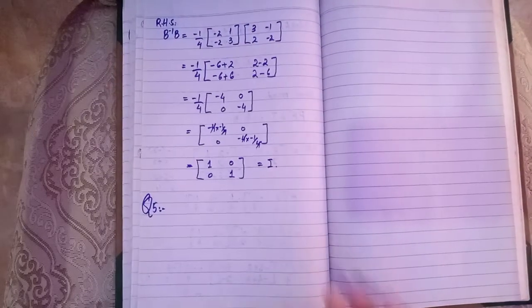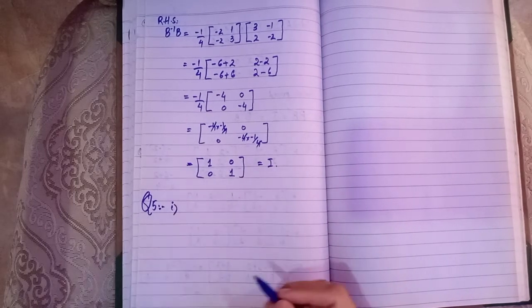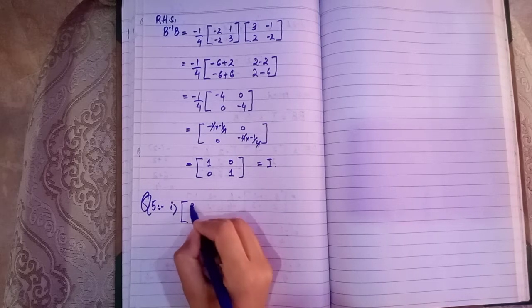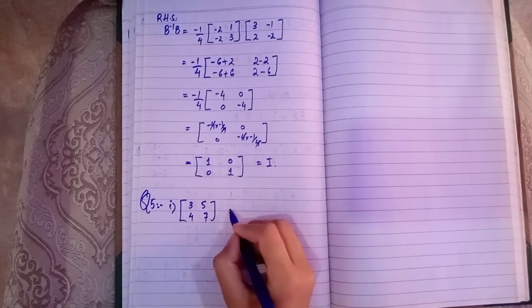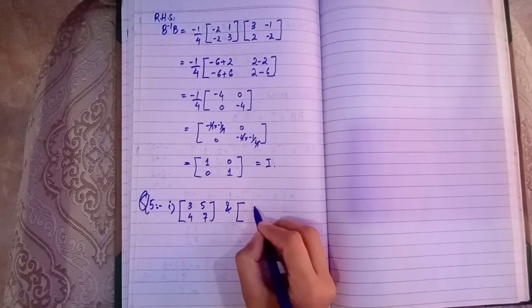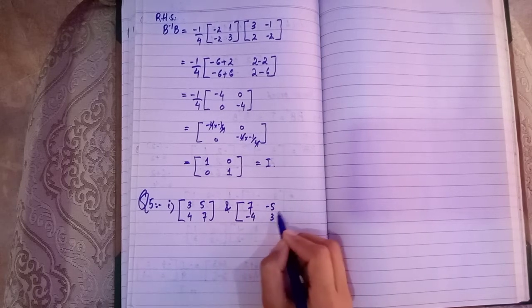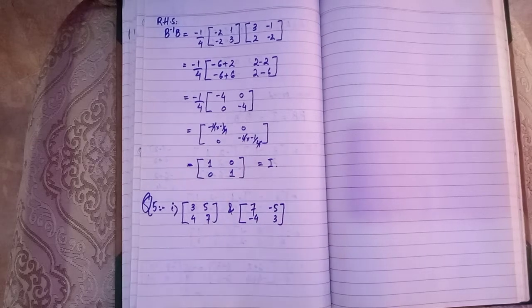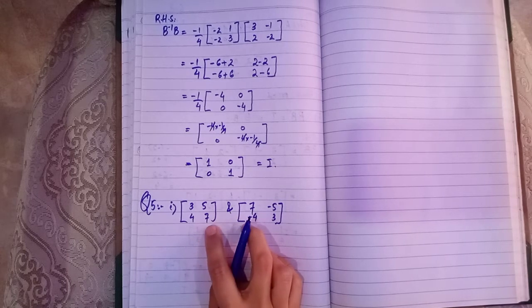What is it saying? Determine whether the given matrices are multiplicative inverses of each other or not. Okay, part number 1. 3 5 4 7 and 7 minus 5 minus 4 3. We are going to determine whether these two matrices are multiplicative inverses of each other or not.